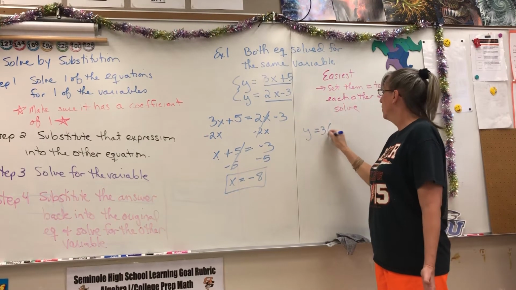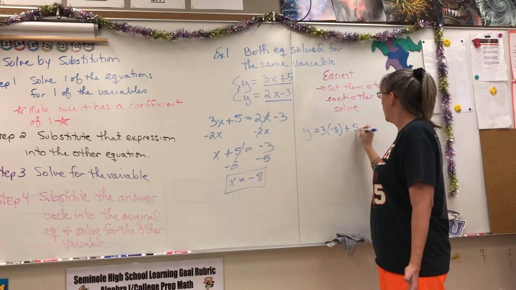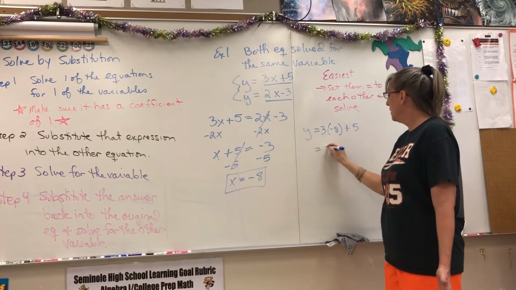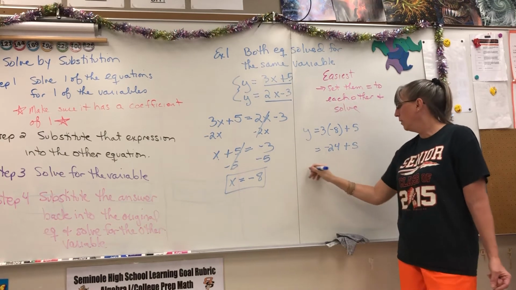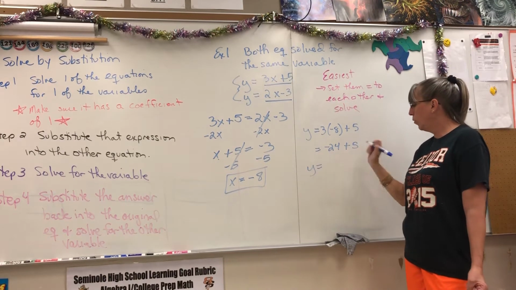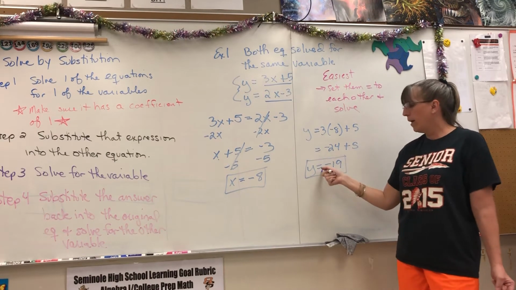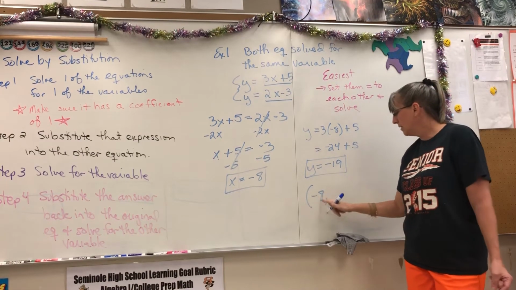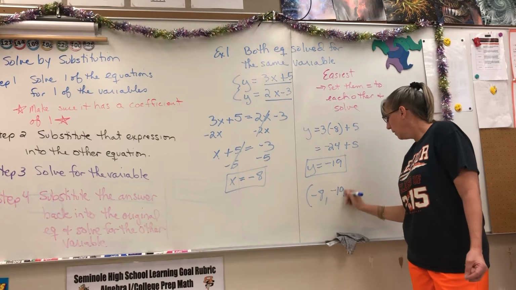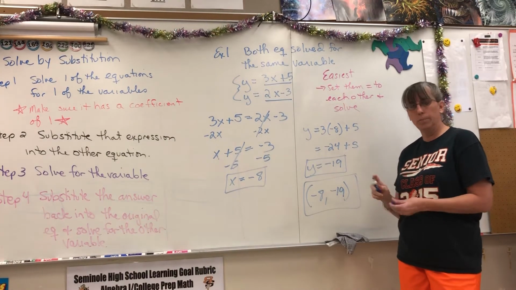y equals 3 times negative 8 plus 5. 3 times negative 8 is negative 24. Bring down the plus 5. Negative 24 plus 5 is negative 19. So I now have my x and I have my y. My final answer is negative 8, negative 19. This is my final solution.